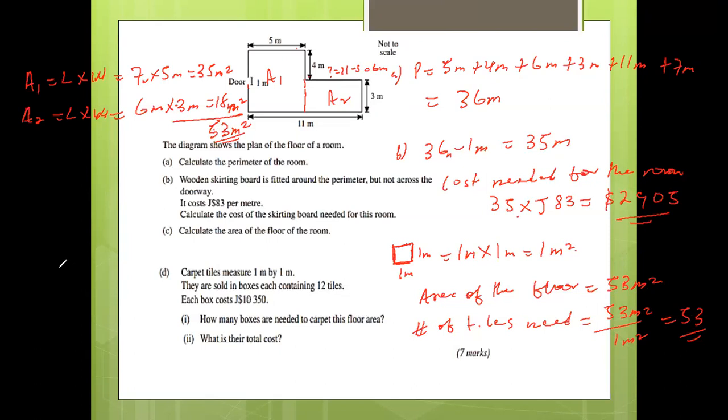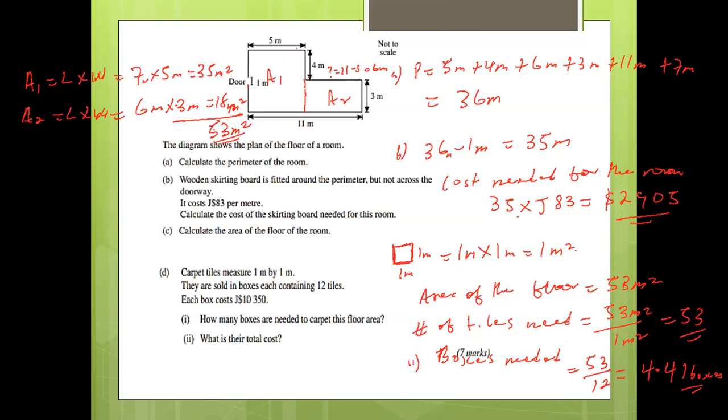We divide, right? Before we do anything, we have to divide. So we are going to say boxes needed is going to be 53 divided by 12. Now, 53 divided by 12, what do we get? 4.41 boxes.